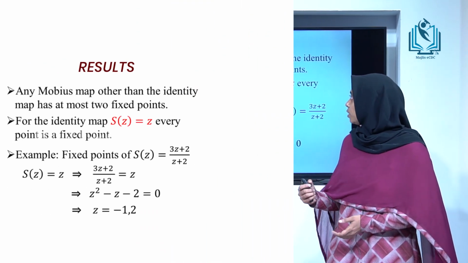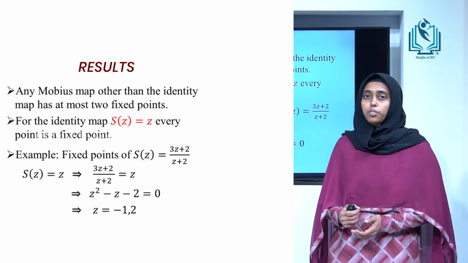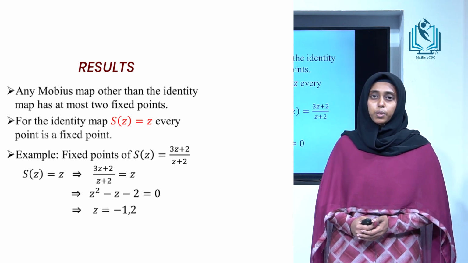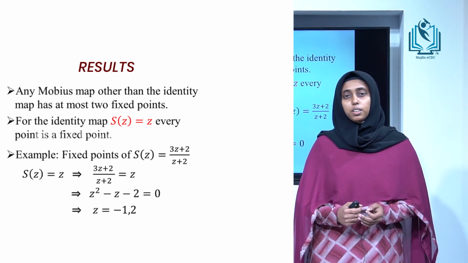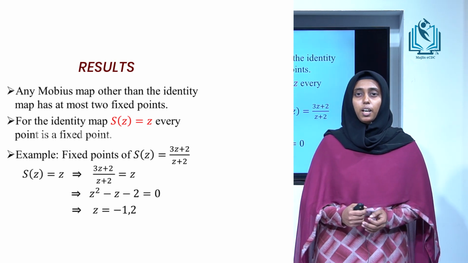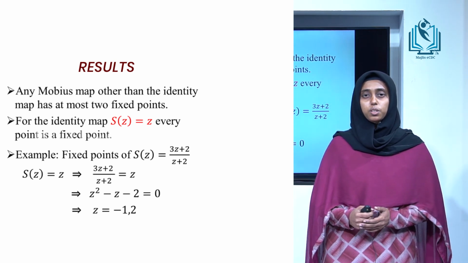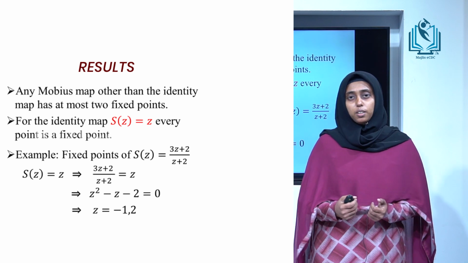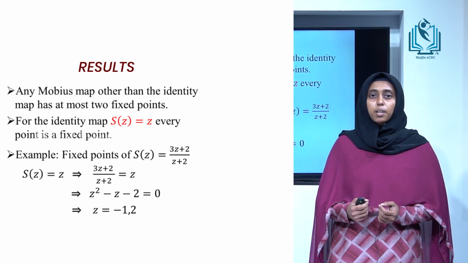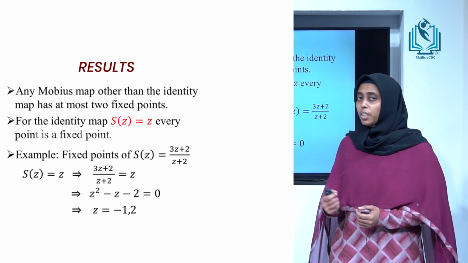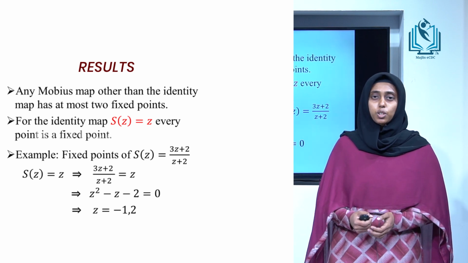Here we have some more results about the fixed points of a Mobius map. Any Mobius map other than the identity map has at most two fixed points. Now what about the identity map? For the identity map S of z equal to z, every point is a fixed point.